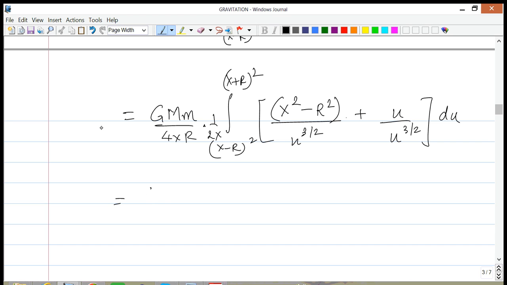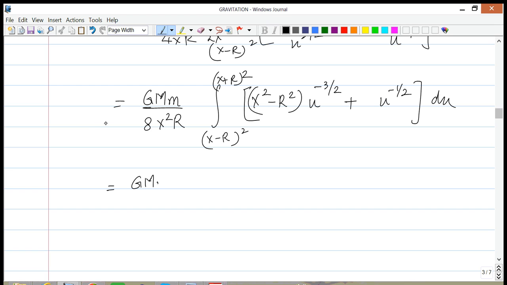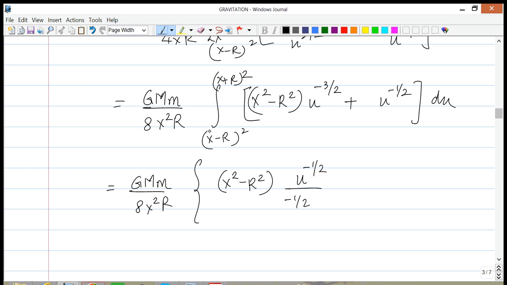So this ends up becoming GMm over 8 x squared r times the integral from (x minus r) the whole squared to (x plus r) the whole squared of (x squared minus r squared) times u to the negative 3/2 plus u to the negative 1/2 du. Great. Now you can split this up into two integrals, GMm over 8 x squared r. The first integral is x squared minus r squared. We can integrate u to the minus 3/2 and we end up getting u to the minus 1/2 divided by minus 1/2, plus we can do the same with the second one and you get u to the 1/2 over 1/2, and we're going to integrate both from the limits of (x minus r) squared to (x plus r) the whole squared.